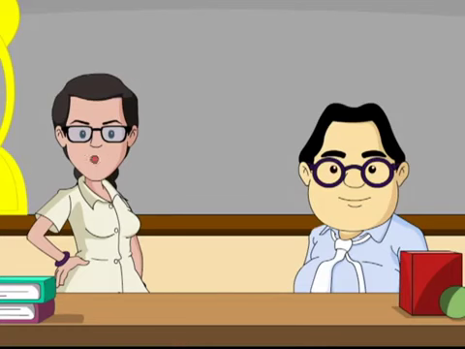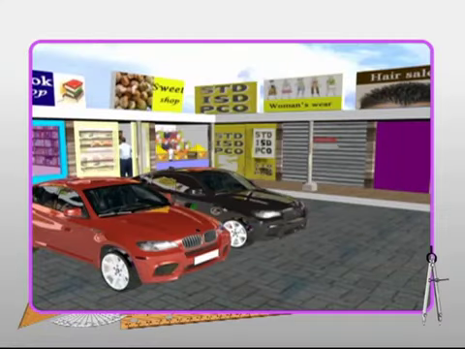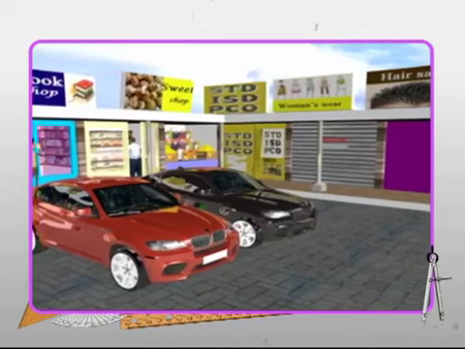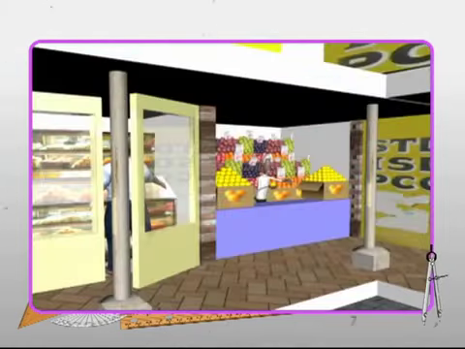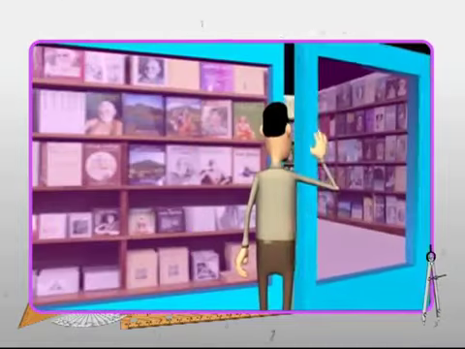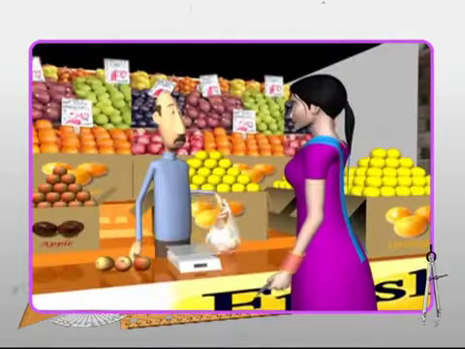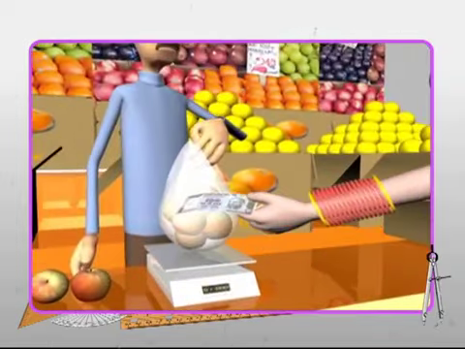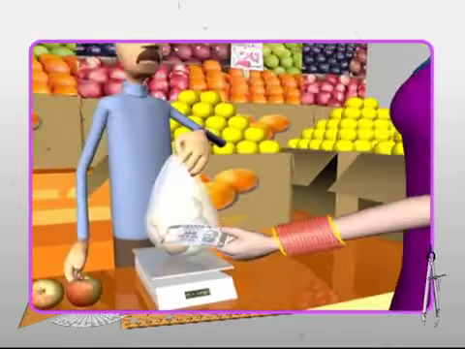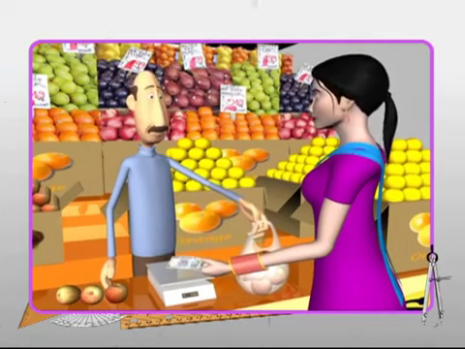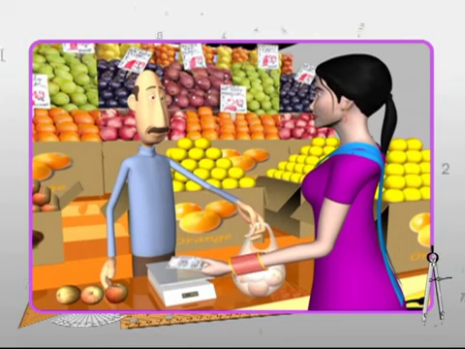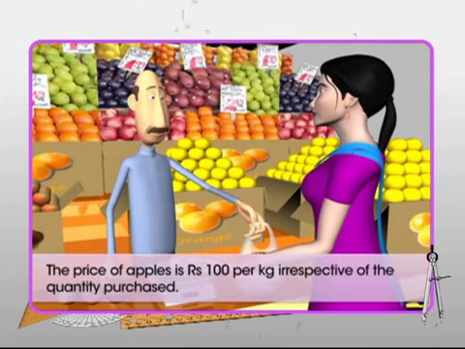another example of linear graph. It's a common experience that more the quantity one wants to buy, more one has to pay. This logic holds true for any commodity available in the market, be it sweets, books, or anything. Mama has bought apples. She paid rupees 100 for 1 kilogram of apples. She was told by the fruit seller that there is no discount on the price of apples, whether she buys 1 kg or 10 kgs of apples.